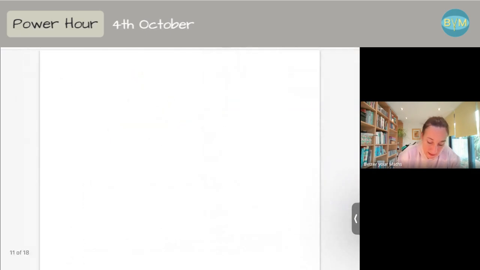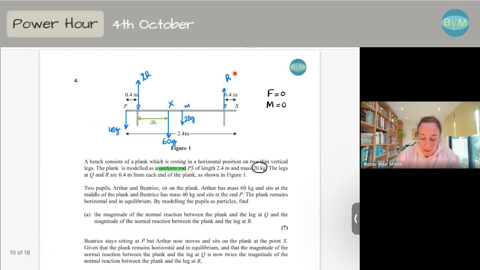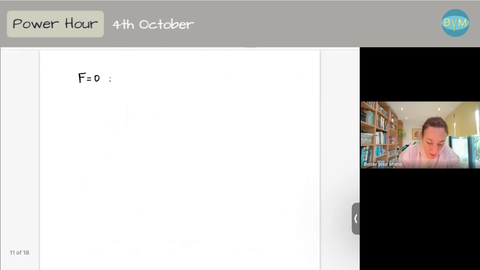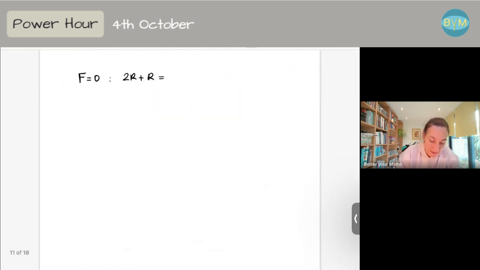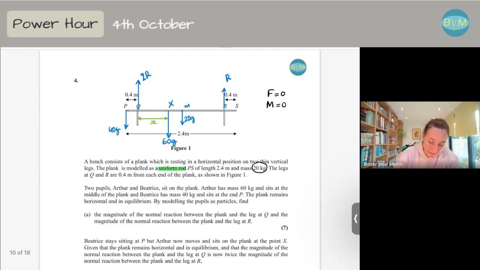So sum of forces equal to 0. Resultant force is 0, means forces pointing up, 2R plus R, is going to be equal to 40G plus 20G plus 60G. Yeah? So 40G plus 20G plus 60G, which means 3R is what? 120G. So R is 40G. That's going to help us because this is 40G and this is 80G. So we know all the forces.